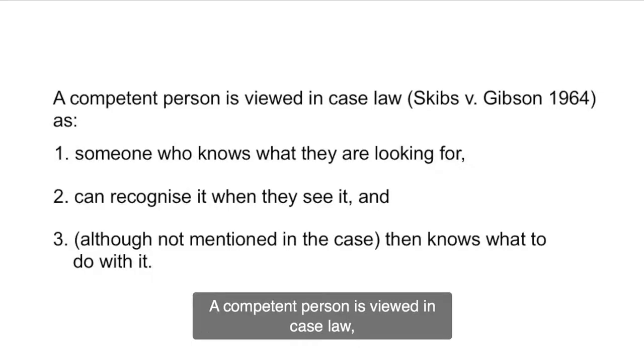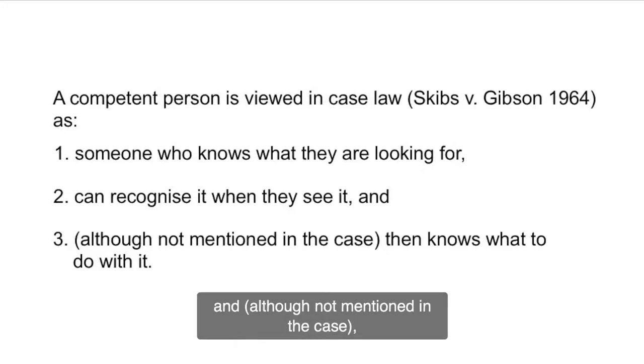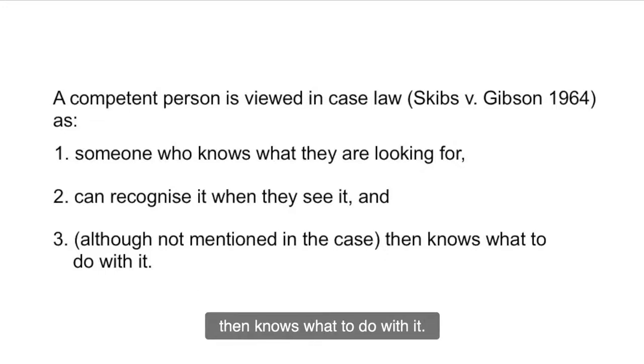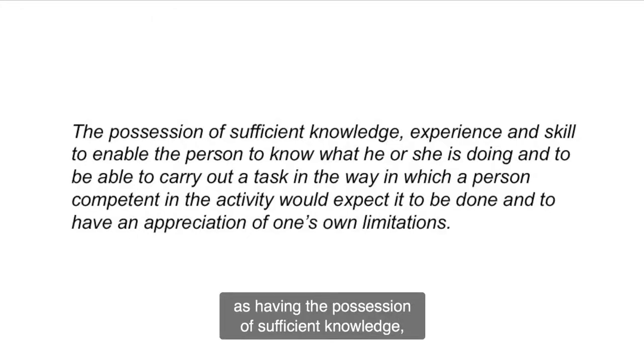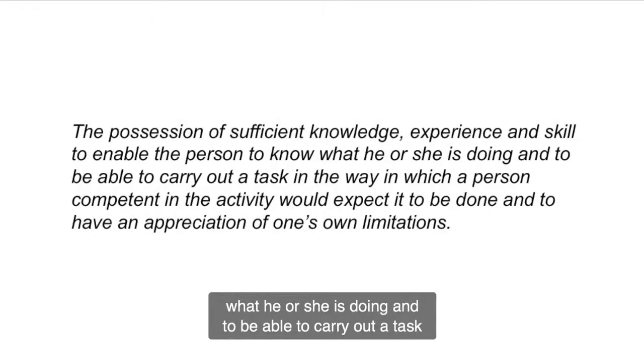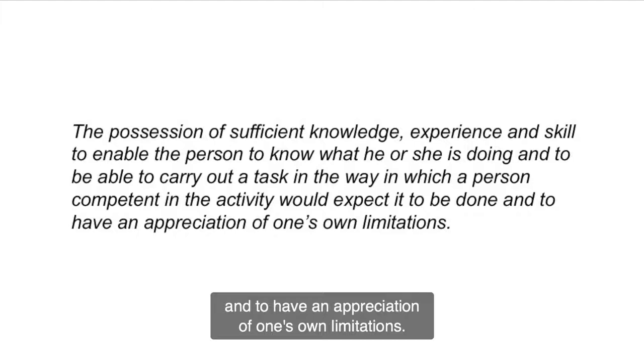A competent person is viewed in case law, Skibs v Gibson 1964, as someone who knows what they are looking for, can recognise it when they see it, and although not mentioned in the case, then knows what to do with it. In short summary, competence has been defined as having the possession of sufficient knowledge, experience and skill to enable the person to know what he or she is doing and to be able to carry out a task in the way in which a person competent in the activity would expect it to be done, and to have an appreciation of one's own limitations.